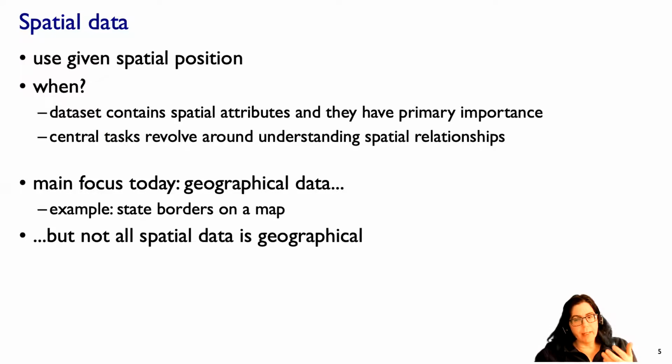So when would we want to use spatial position? Well, if we've got a spatial data set, that is, if the data set contains attributes that are intrinsically spatial and those have primary importance, then if we've got this central task that revolves around understanding spatial relationships, that's really when we want to use given spatial position. Our main focus for today is going to be on geographical data, something like state borders on a map or provincial borders or country borders. Now, not all data is geographical, but that is what we're going to focus on for the most part today.